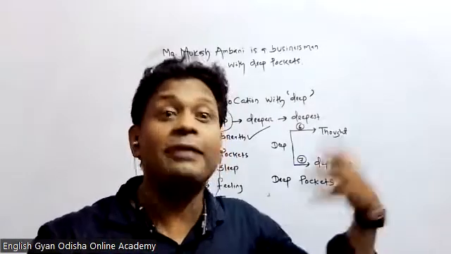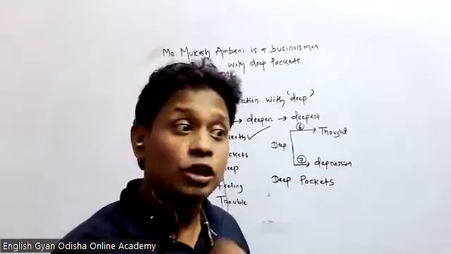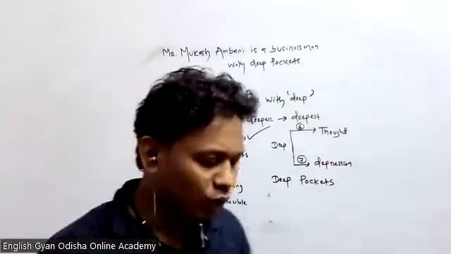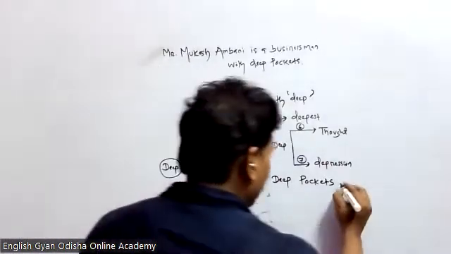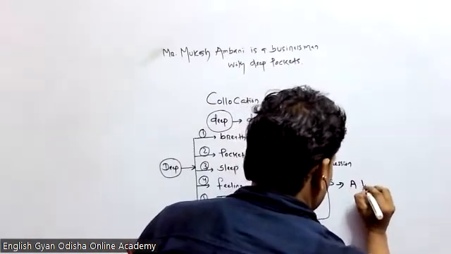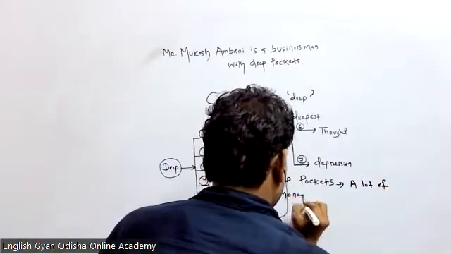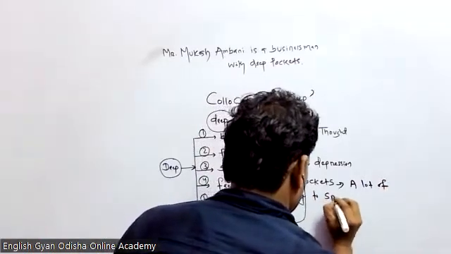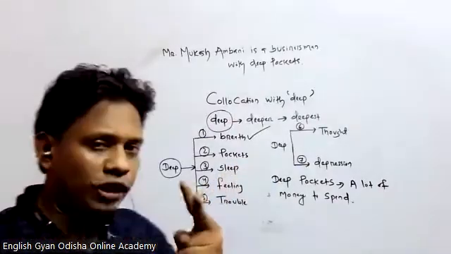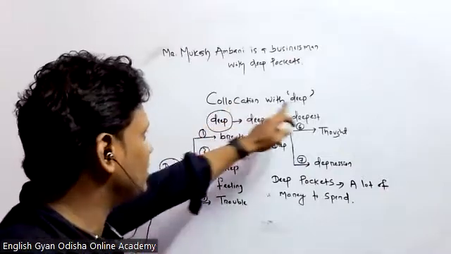I have a friend with deep pockets. What do you mean by that? That means I have a friend who has the ability to spend a lot. So he has a lot of money to spend. So whenever I say deep pocket, it means a lot of money to spend. Look, first of all, I'm trying to create collocation with deep.